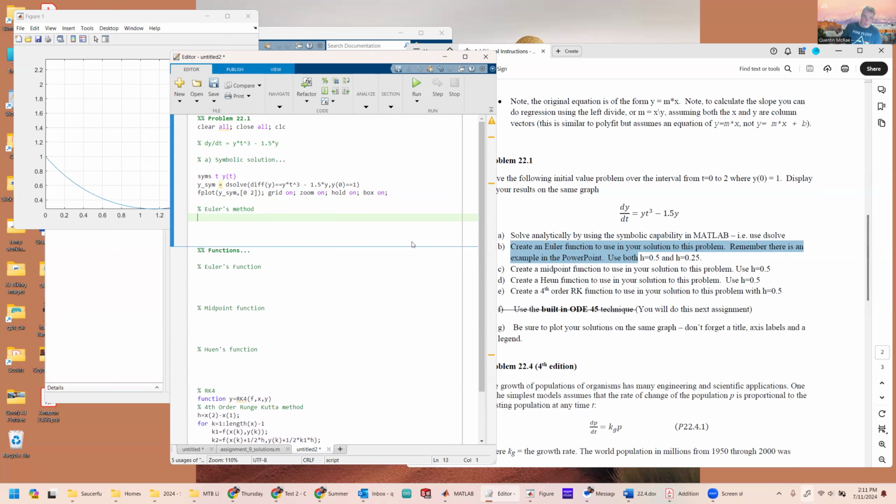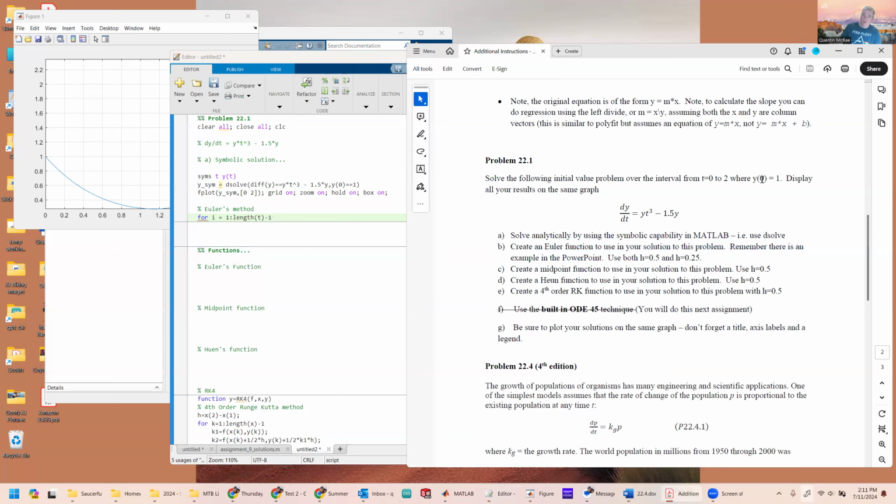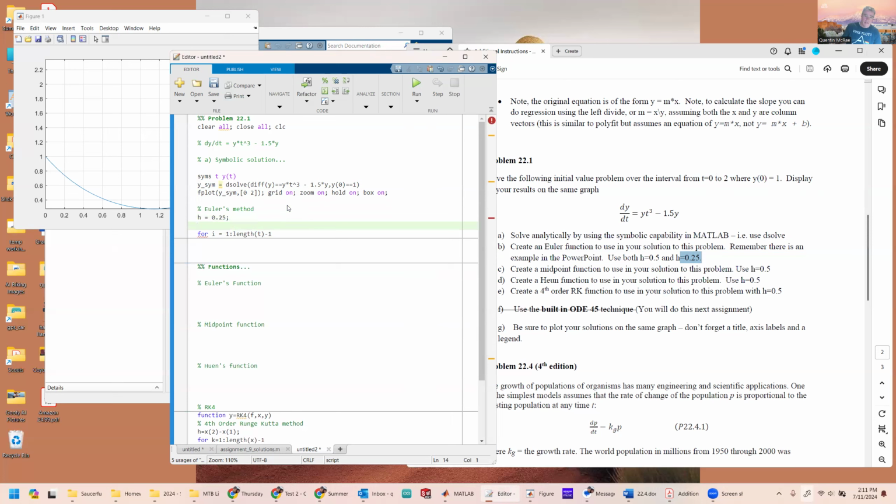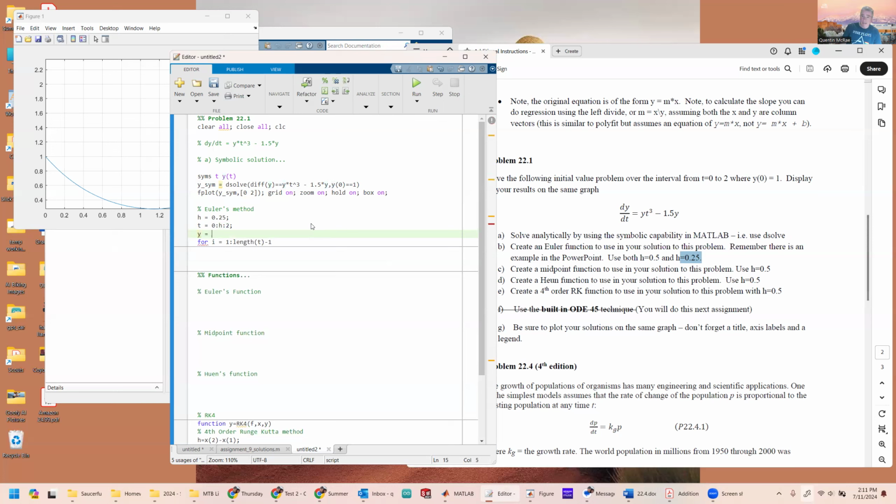So in general, we're always going to say for i equals 1 to length of t minus 1, because at t equals 0, we know y is equal to 1. Then we're going to go through every value of t and get another value. We're going to do this with an h of 0.5 and 0.25. So first, let's say h is equal to 0.25, and t equals 0 in steps of h to 2, right? That's what's given in the problem. And my initial value, y, is 1.